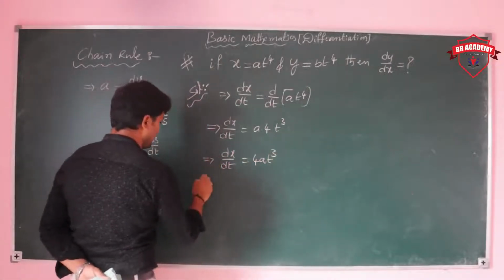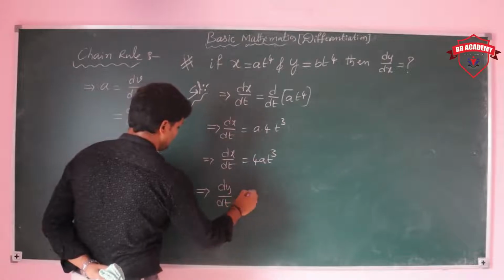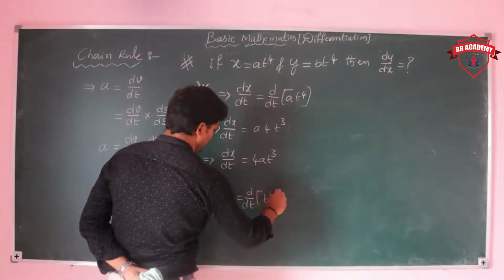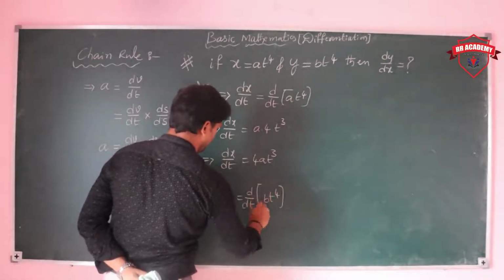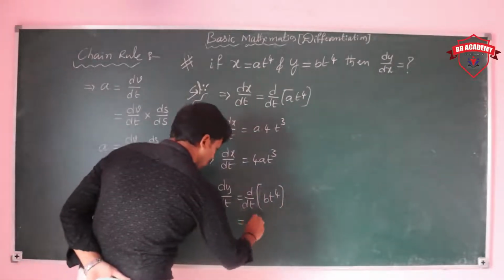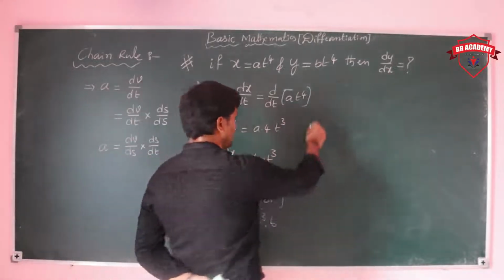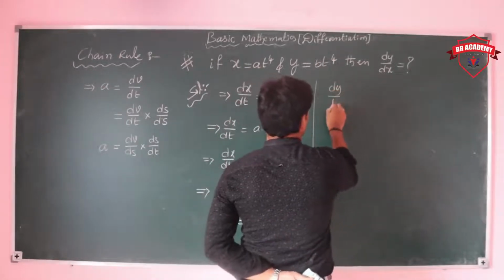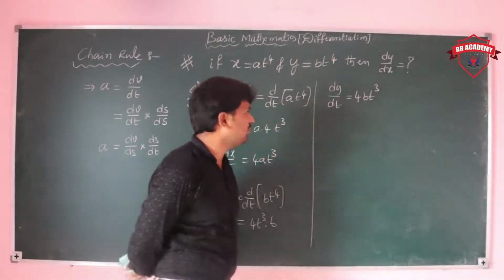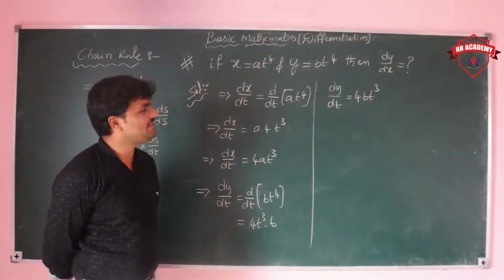Similarly, you can take the differentiation of the y function with respect to time. dy by dt is equal to d by dt of b t power 4. b is constant, and the differentiation of t power 4 is 4t cube, into b. So dy by dt is equal to 4b t cube. But our requirement is dy by dx.